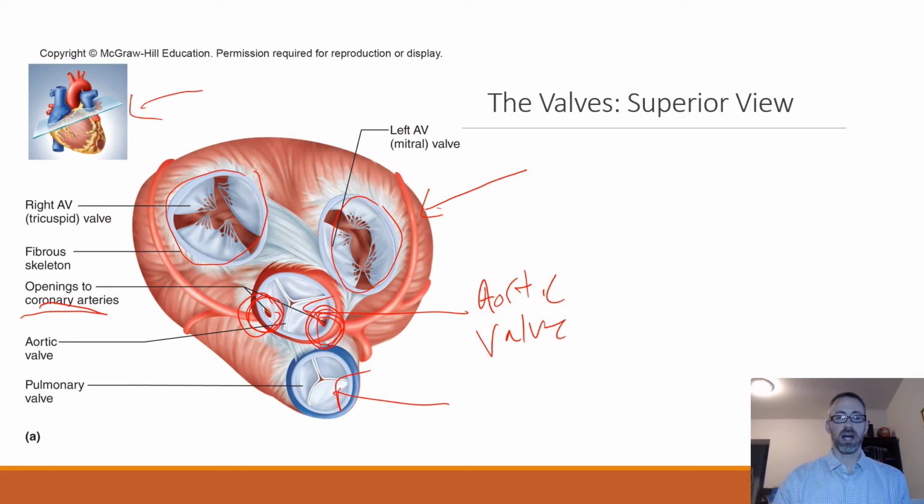Okay. So that's actually one of the first openings, or one of the first branches, if you will, off of the aorta. It's just above the aortic valve there. And so when the left ventricle is actually relaxing and the aortic valve shuts, that's when you're going to get good blood flow going through the coronary arteries there.